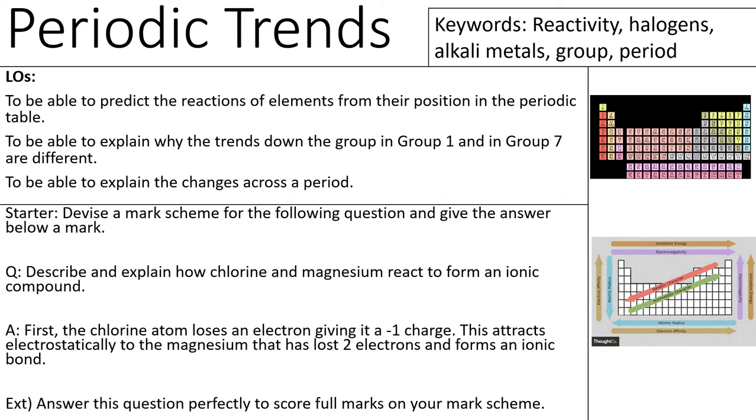Then the answer you're going to be marking using a mark scheme that you devise is: first, the chlorine atom loses an electron, giving it a -1 charge. This attracts electrostatically to the magnesium that has lost 2 electrons and forms an ionic bond. An extension then is I'd like you to answer that question perfectly to score full marks using your mark scheme.